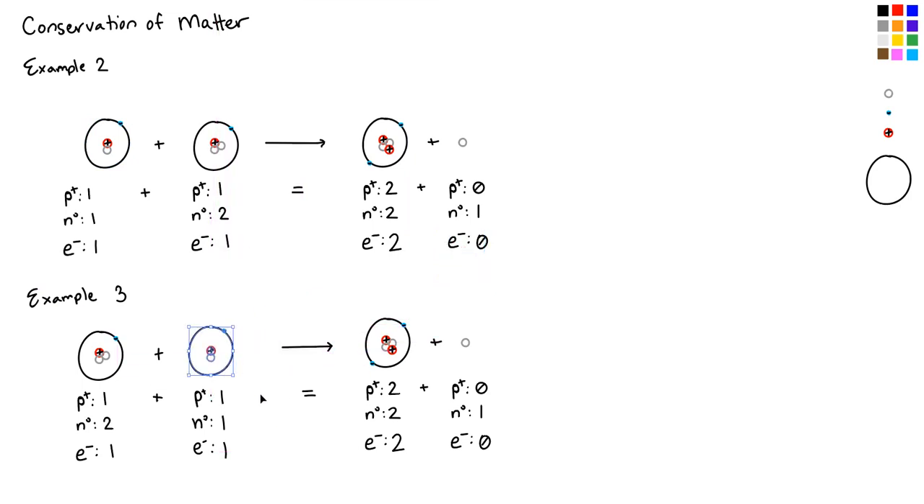Okay, so I ended up with the same reaction. I've just switched the order that I've written it, but it's actually the same exact reaction. However, in example 2, we had to predict one of the products, and in example 3, we had to predict what one of the reactants were.